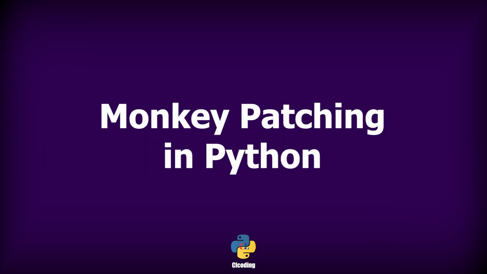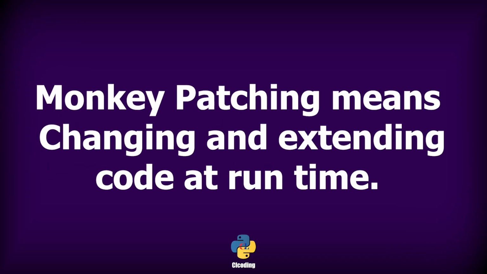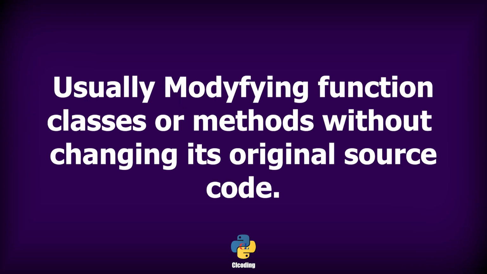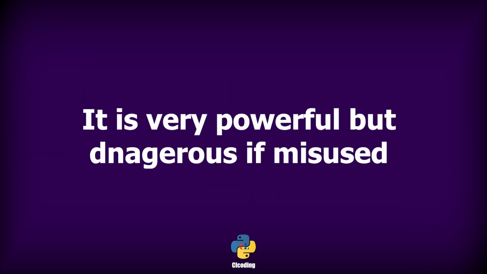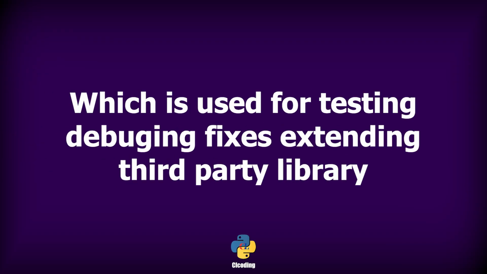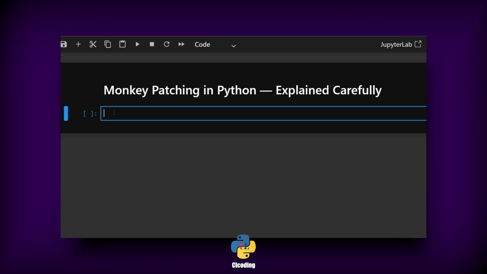So today's video is about monkey patching in Python. Monkey patching means changing or extending code at runtime, usually modifying functions, classes or methods without changing their original source code. It is very powerful but dangerous if misused. It is used for testing, debugging, fixes, and extending third-party libraries. So let's understand this with some examples.